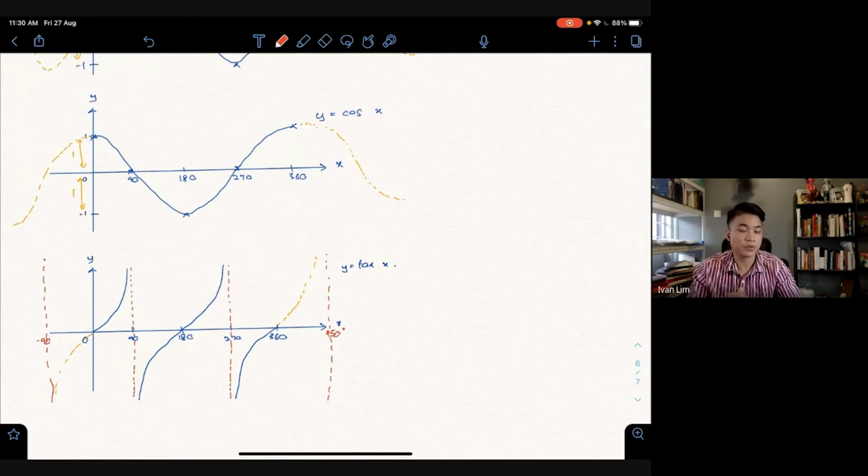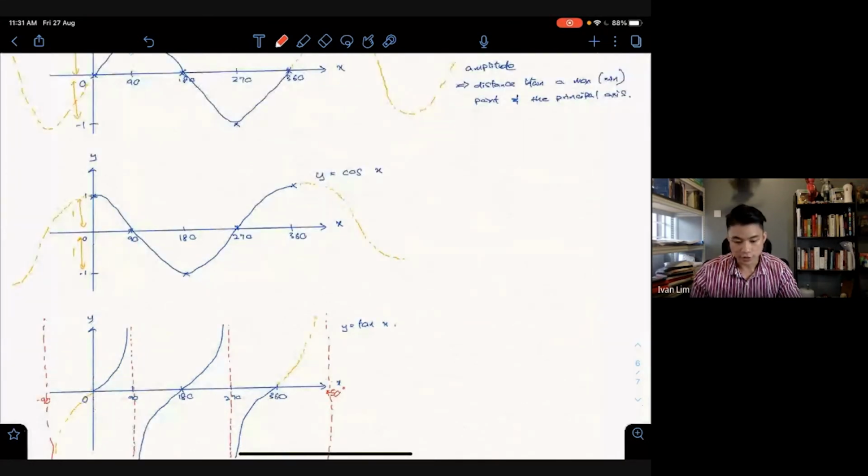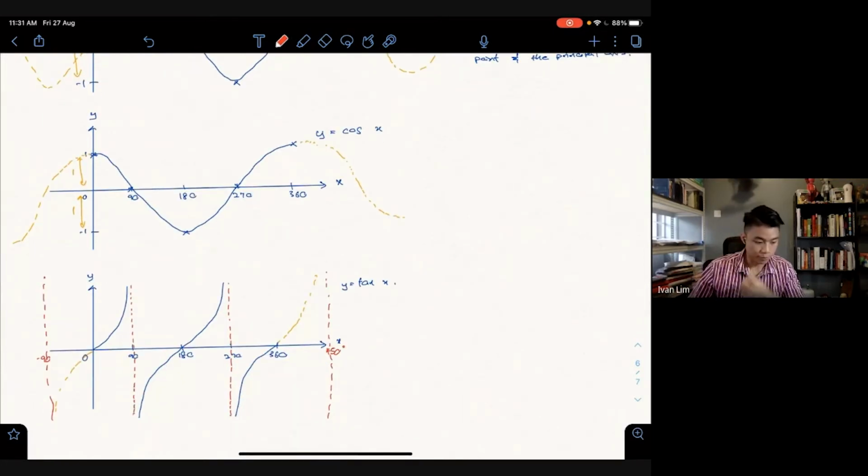The principles are actually all the same. A will affect it a certain way, B will affect it a certain way, C will affect it a certain way. However, we still need to know how the original graph looks like first. So make sure you practice these three graphs. Know how to draw these three graphs. Let's look at the first one first. I want you all to open up your Desmos also, so that you can practice with it.